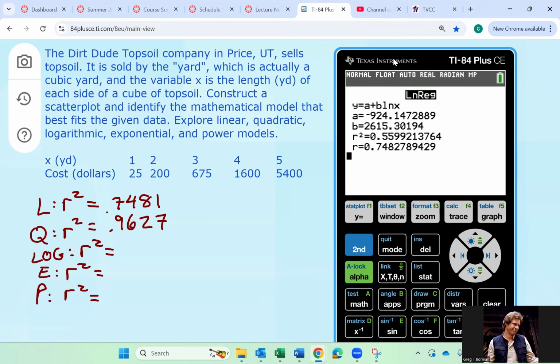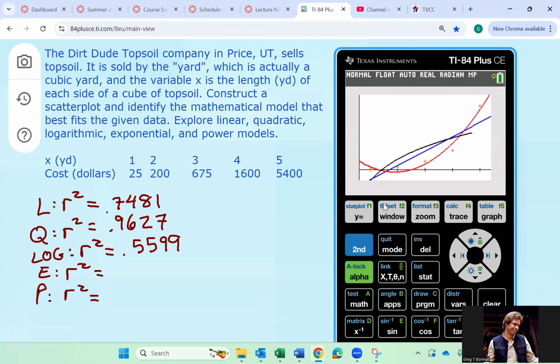Okay, so logarithmic regression, we get an r squared of 0.5599. Okay, no surprise that that's the worst one yet, and I fully expect it to be the worst when it's all said and done. Hey, you want to see what it looks like? Okay, and there it is. Yeah, it doesn't follow the points at all well.